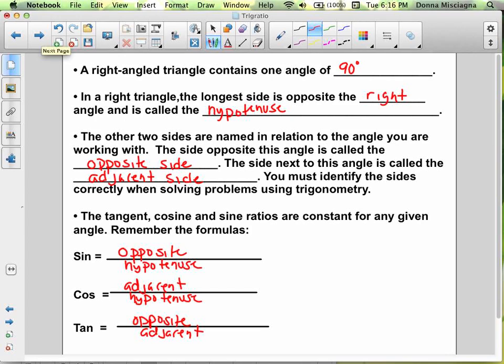So next, we're going to be solving so many different problems using trig ratios, you will just be amazed.